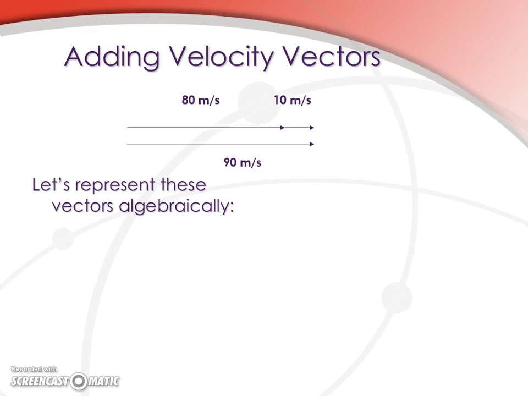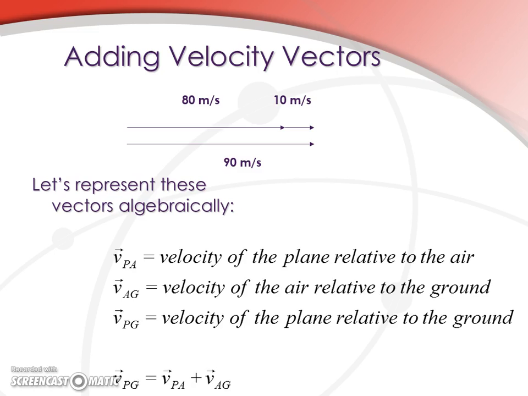We can also represent that operation algebraically. So in this case we can say the velocity of P with respect to A, the plane with respect to the air, and the velocity of the air relative to the ground, if we add those together, we get the velocity of the plane relative to the ground. So VPG equals VPA plus VAG.